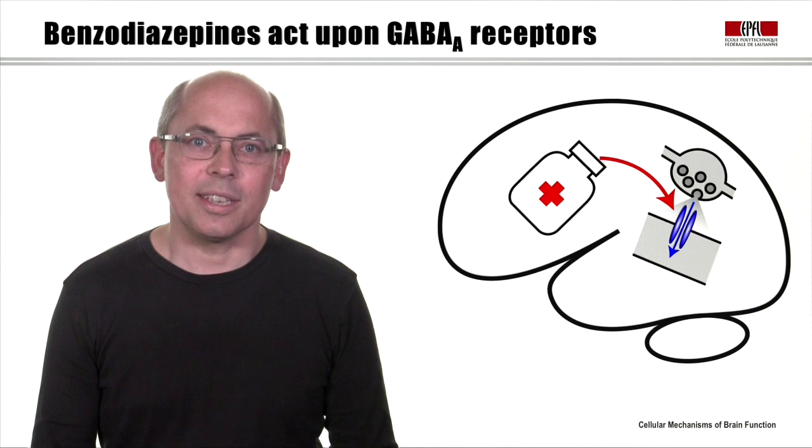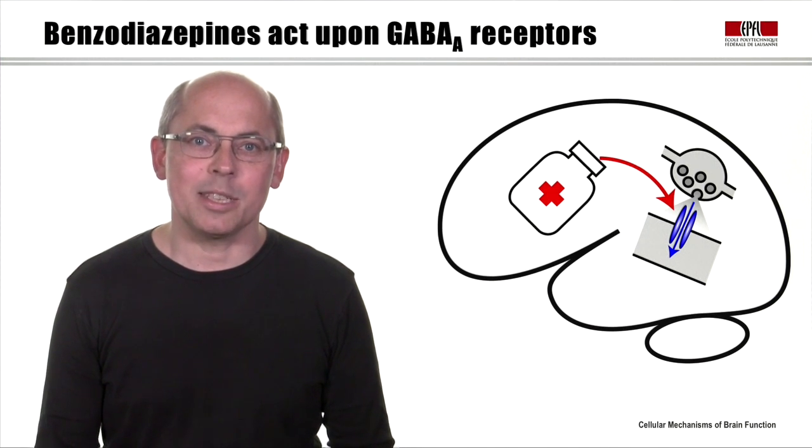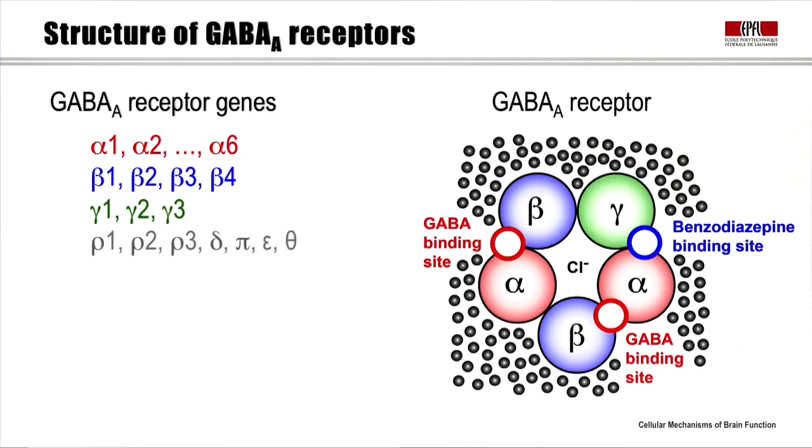It's interesting to look at the benzodiazepines because they have an extremely specific mechanism of action and a lot is known about how they function at the molecular level, and that's what we'll explore in this video. Let's begin by taking a closer look at the GABA-A receptor.